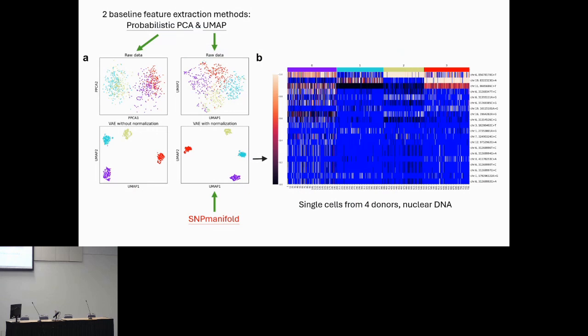So this is a results plot. We first tried it on a single cell data set from 4 discrete donors, so there are 4 discrete genotypes. We first used probabilistic PCA and UMAP for feature extraction, which is on top, as two baseline methods, and we find that although they can separate the donors a bit, they are not really extracting the patterns. Then our SNP manifold is down below, and you can see that the cells separate into 4 clusters really clearly in the latent space. So we believe that our latent space has the power to really manifest the genotype pattern.